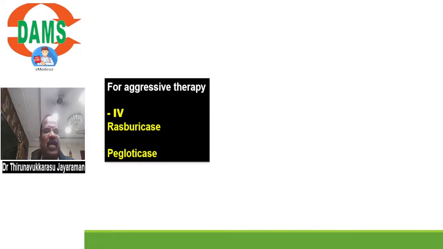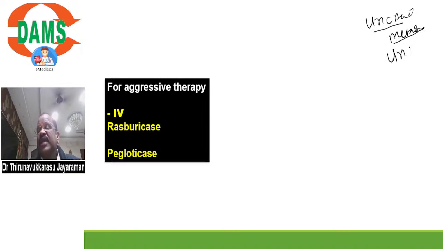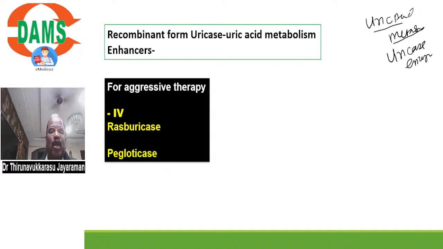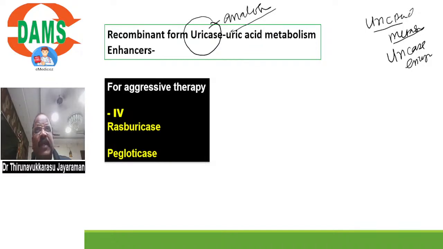And last one point, uric acid undergoes metabolism by an enzyme called uricase. So to promote the metabolic breakdown of uric acid, we have uricase analogs. They increase uric acid metabolism, and are called uric acid metabolism enhancers. For example, rasburicase and pegloticase. They are used intravenously for aggressive control of uric acid. So rasburicase and pegloticase are uricase analogs. Okay.